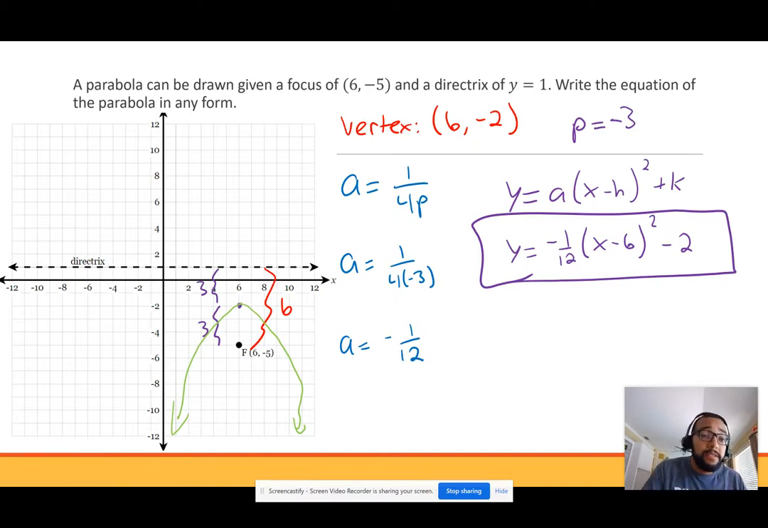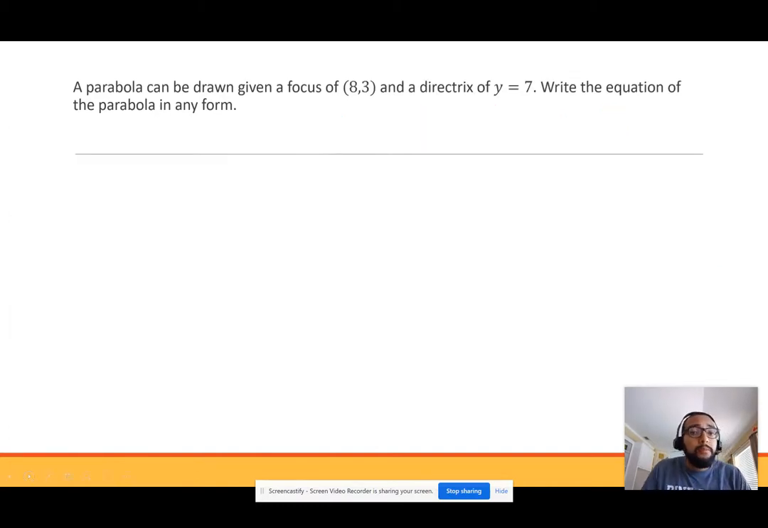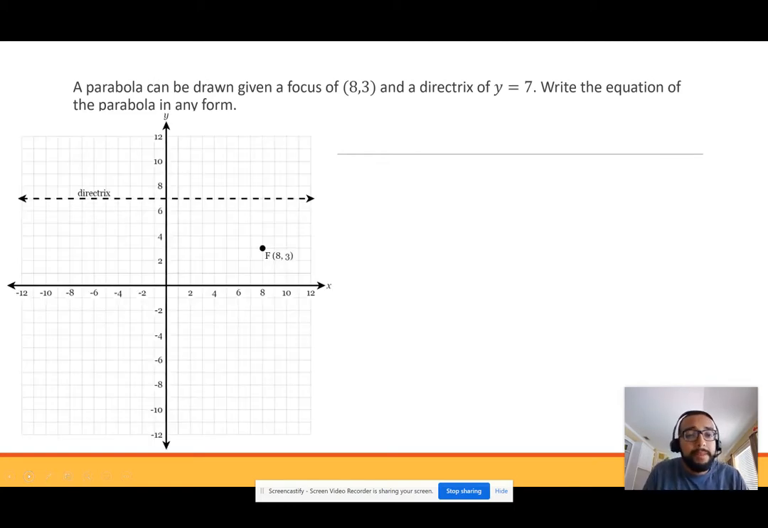Last one. Parabola, focus (8, 3), directrix y equals 7. First step, plot them. Perfect. And just looking at our previous trend, you know the vertex is going to be somewhere here, which means it must open down. So you already have that in the back of your mind: it's going to open down, the a value must be negative, so go ahead and make p negative.